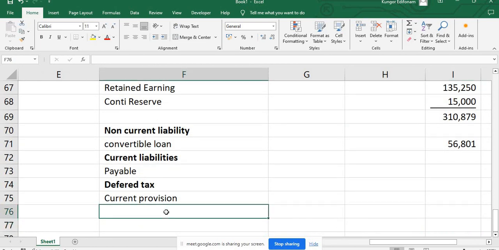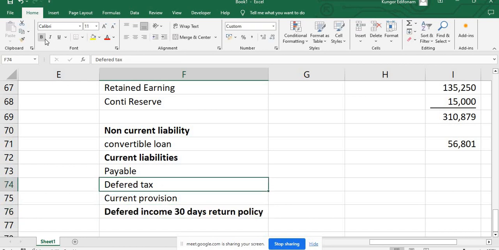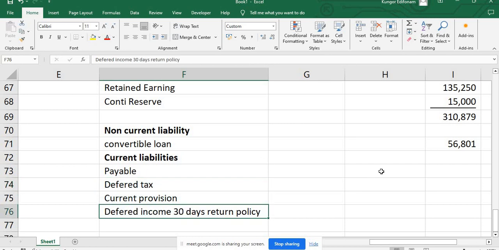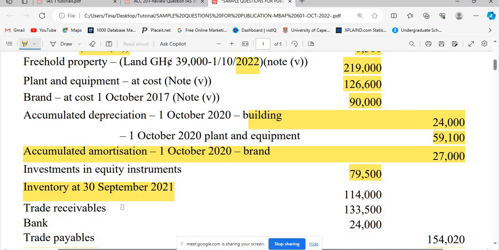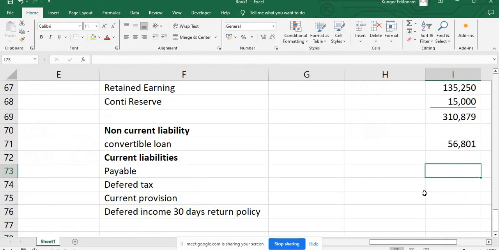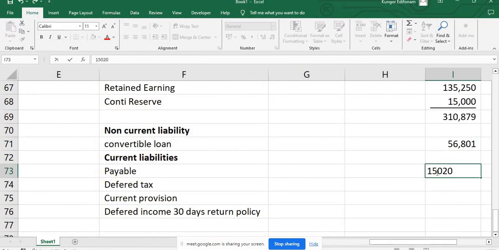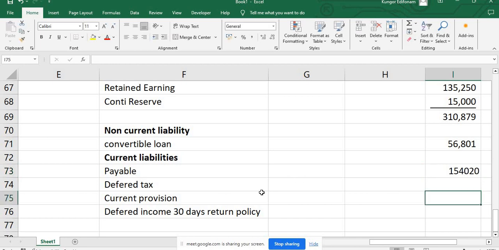The next thing we have will be the deferred income, as a result of selling the goods with the 30 days return policy. All right. So for the payable, from the statement we have our trade payable, which is 154,020. All right. And then we have our deferred tax.